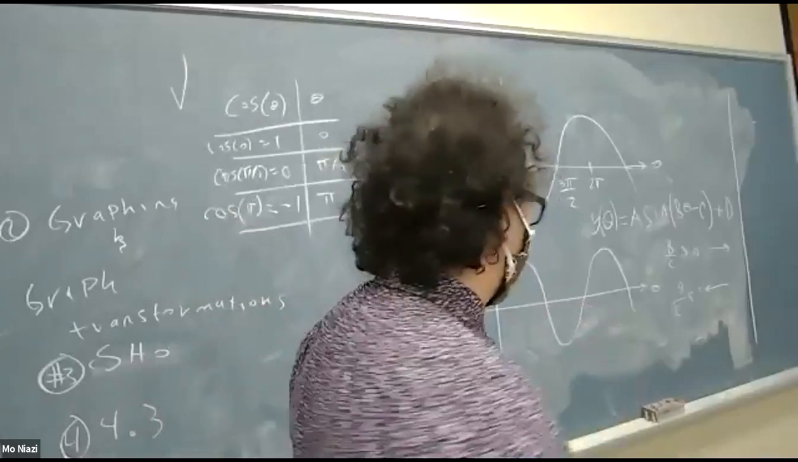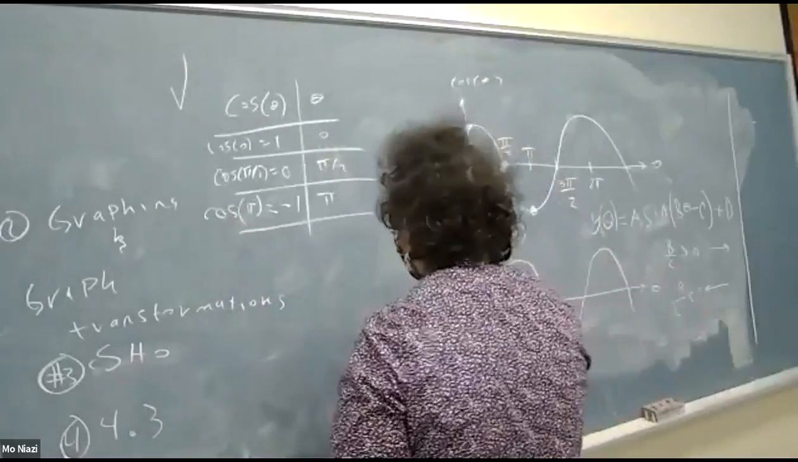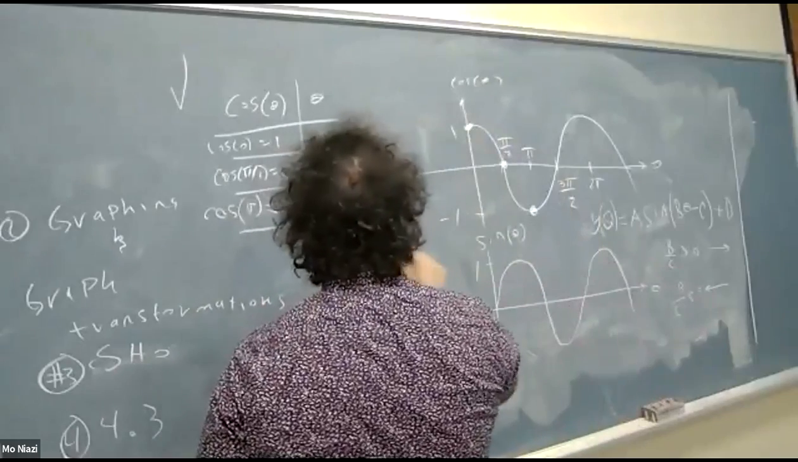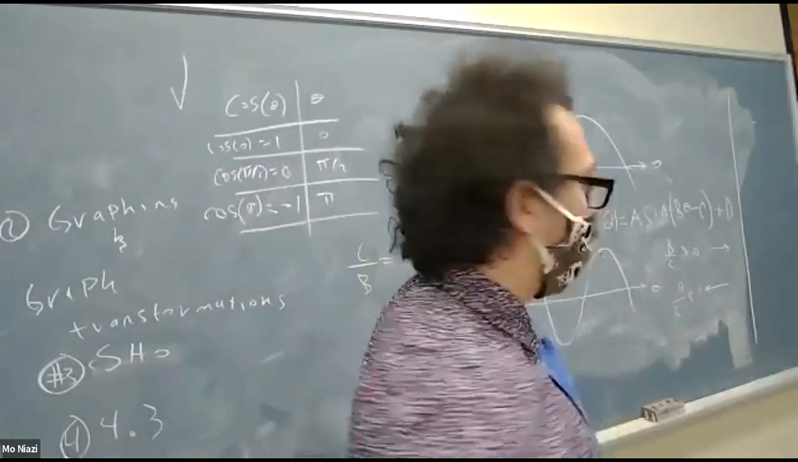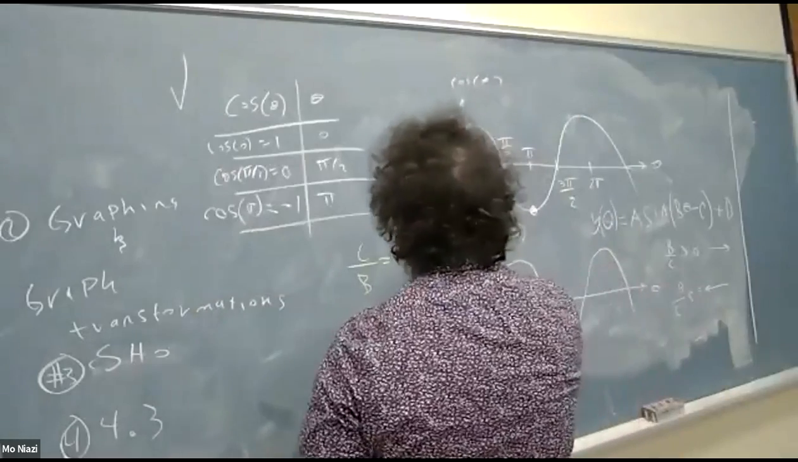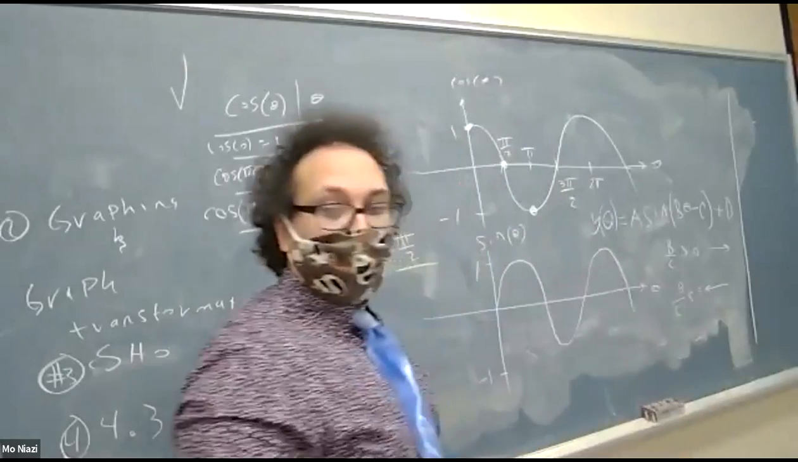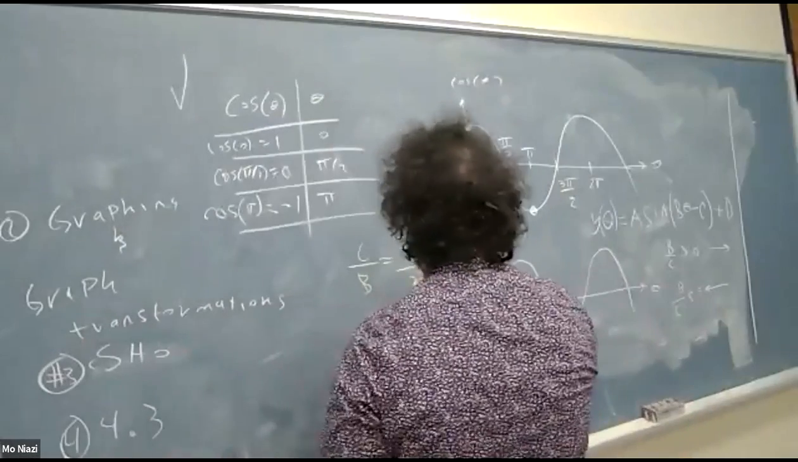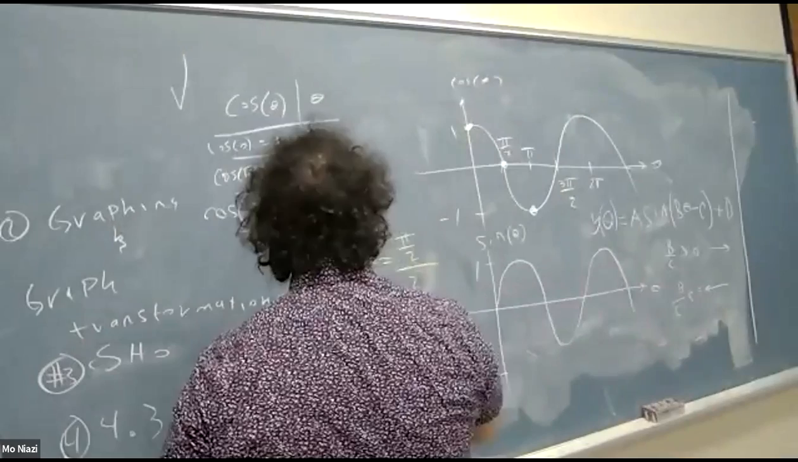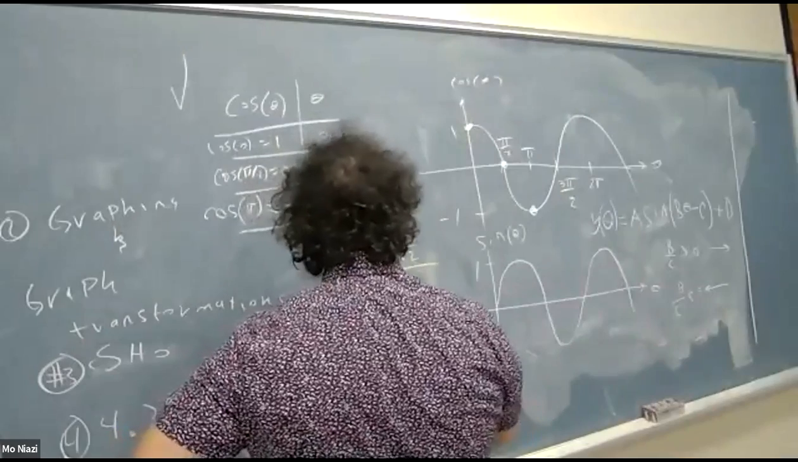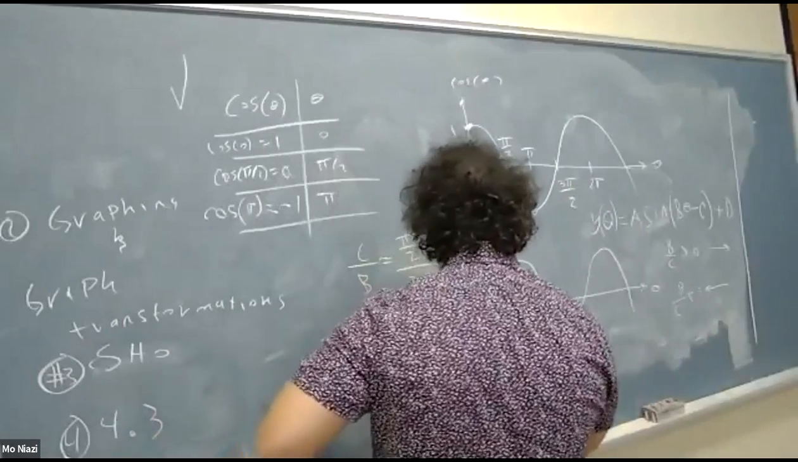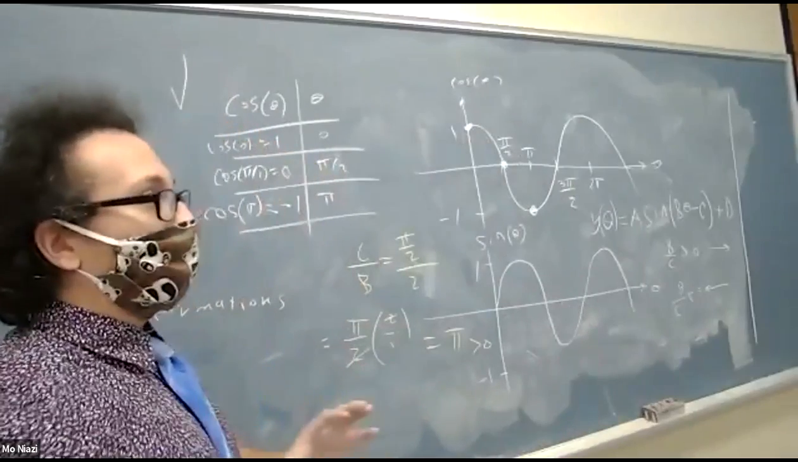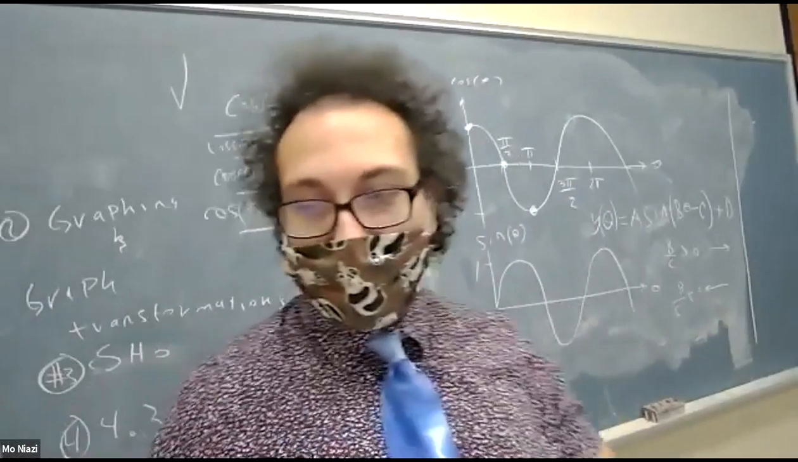Well, we know it gets phase shifted to the right because C over B in this instance, C is our pi over 2. And what is our B? 2. So this breaks down to pi over 2 times 2 over 1. Cancel it out. So we get pi, which is greater than 0. So it's going to shift to the right. But how much did it shift to the right?